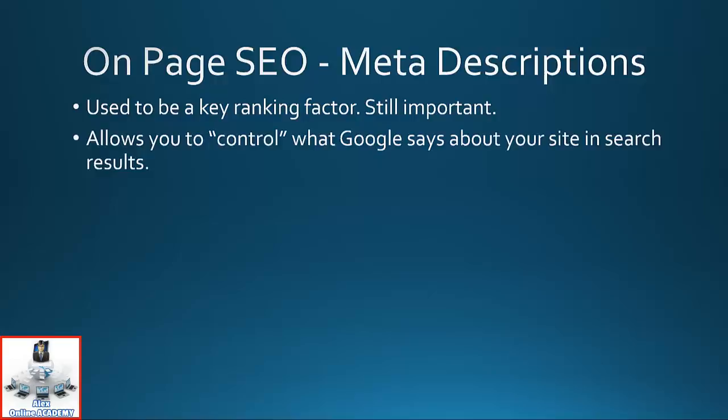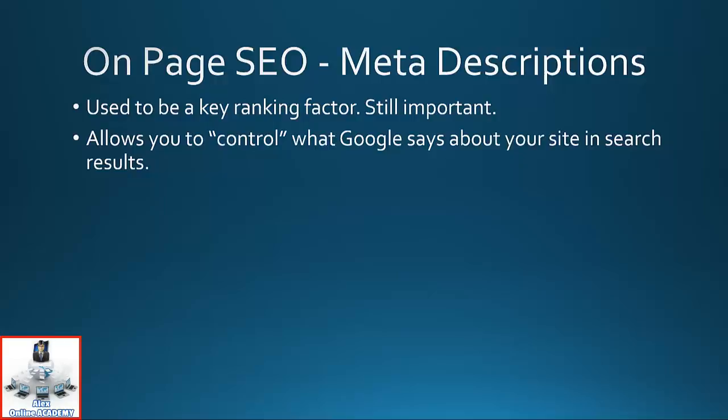On-page SEO used to be a key ranking factor, and it's still important. The main reason it's important is not because you can just stuff keywords in there, but because it oftentimes will be the result that shows up below your title tag listing, which is blue, underlined and clickable within a Google search. It's something you can use to pre-sell your visitors on why they should click on your link.